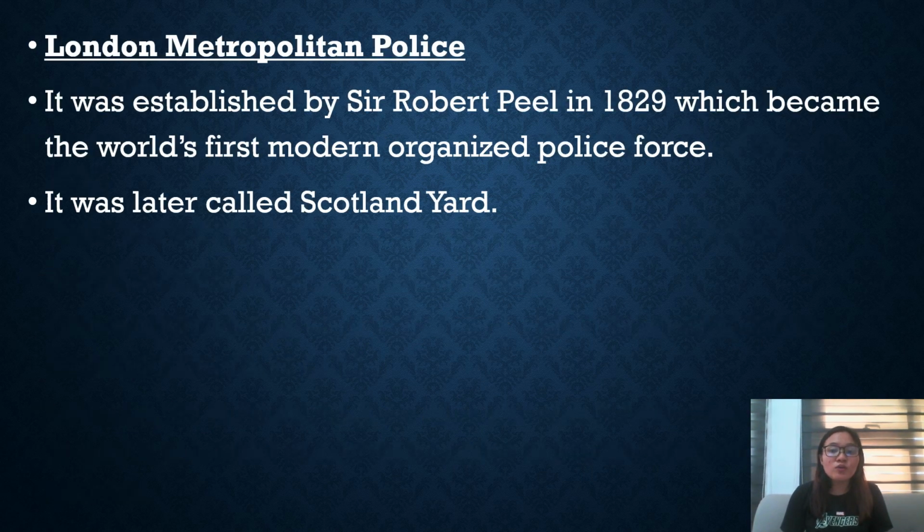Next, the so-called London Metropolitan Police. So, ano naman yung London Metropolitan Police na tinatawag natin? It was established by Sir Robert Peel in 1829, which became the world's first modern organized police force. Okay? And later on, tinawag na po siyang Scotland Yard. Noon, ang tawag sa kanya nung in-establish siya ni Sir Robert Peel, tinatawag siyang London Metropolitan Police. Okay? Sila po ang kauna-unahang modern organized police force. Okay? But later on, tinawag na silang Scotland Yard. And then, up to now, present, okay, tinatawag na po silang cops, okay, or policemen, policewomen. Okay? Sila na po yung mga yan ngayon.